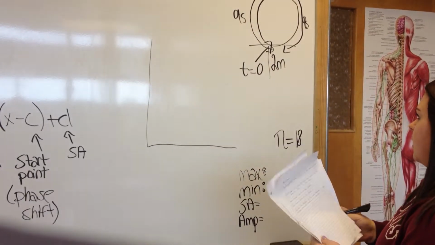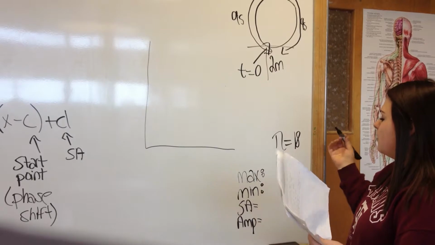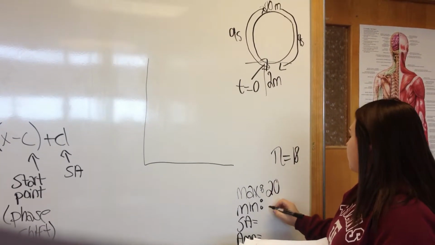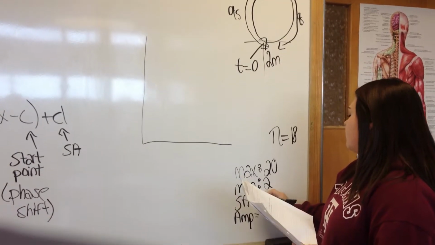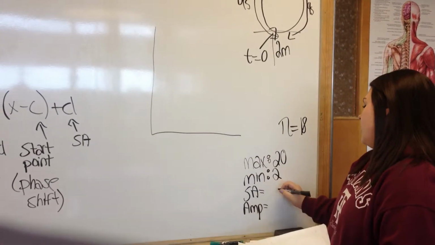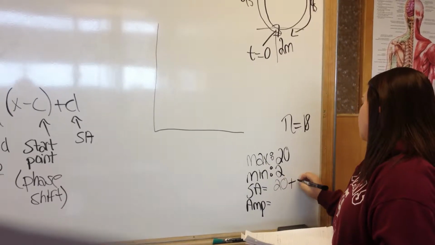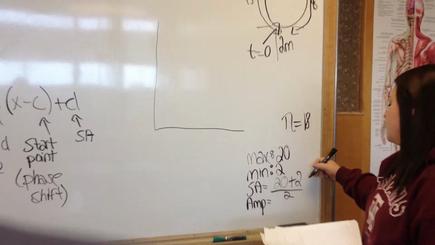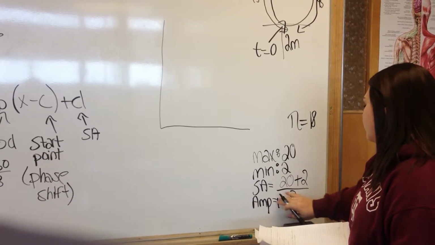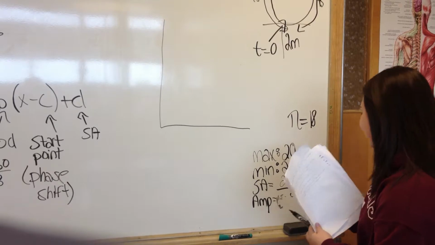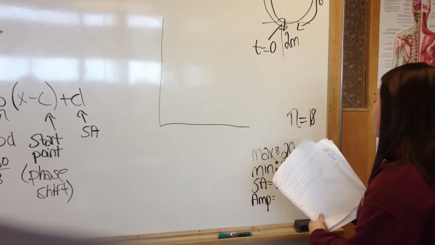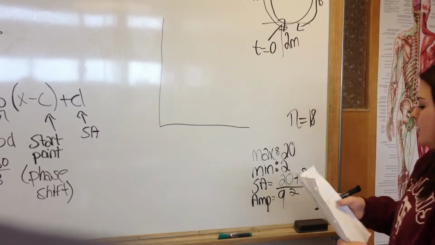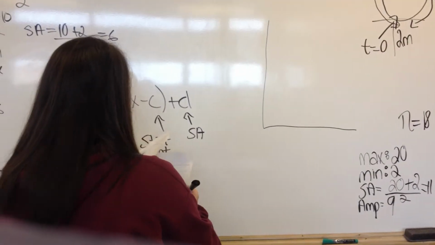Okay. So basically, we're just going to fill this out to help us graph a little better. So the maximum, it tells you it's 20. The minimum is 2. The sinusoidal axis, like Sarah told you over there, is the max plus the min divided by 2. So 20 plus 2 equals 22 divided by 2 is 11. So the sinusoidal axis would be 11. And the amplitude is going to be 9.